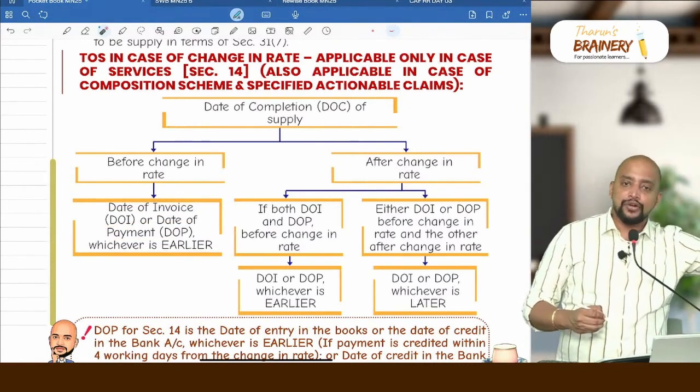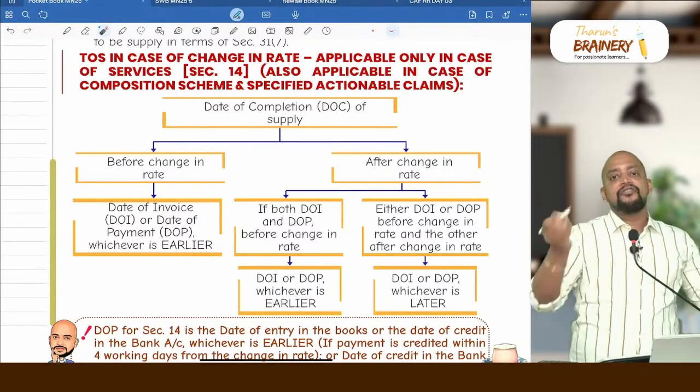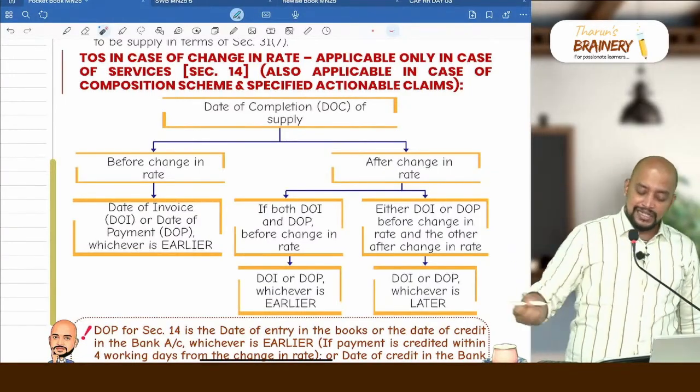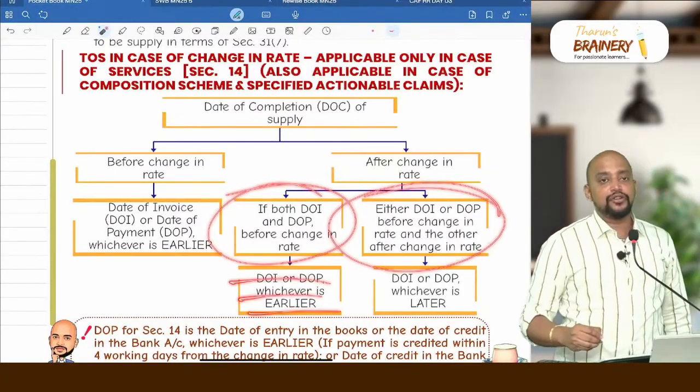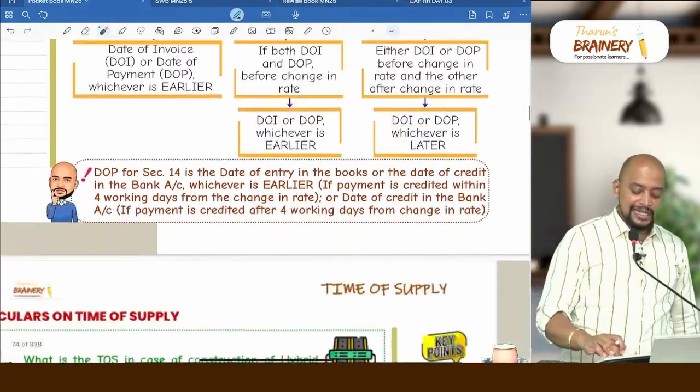If both are before, then whichever is earlier. If one before, one after, whichever is later. If both are before change in rate, whichever is earlier. If one before, one after, then we will take whichever is later.